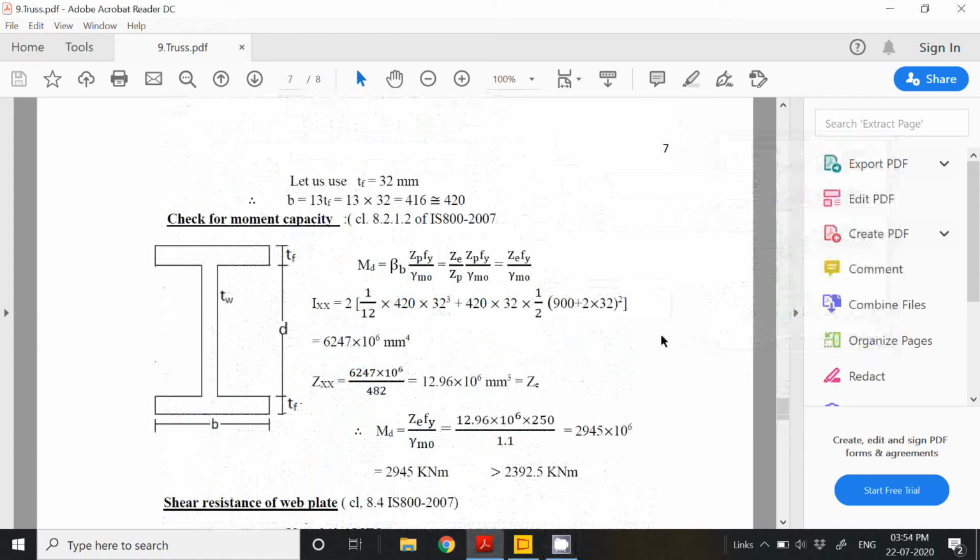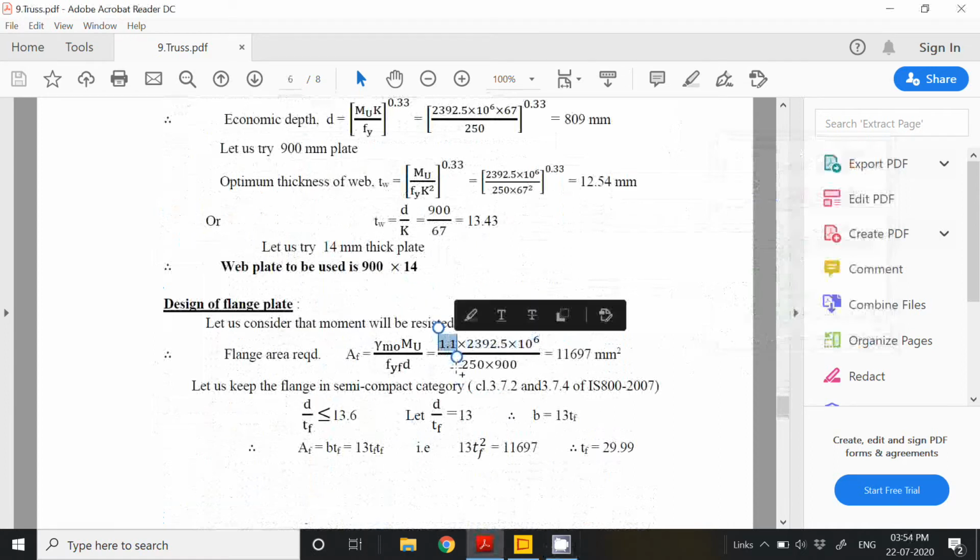Now for the flange plate, area of the flange is equal to the moment divided by the resistance factor into fy into depth of web. So we get this moment. Now in this problem, this d is actually wrong. It is b for flange. Now b by tf should be less than or equal to 13.6. It is given in Table 2 in IS 800 2007. When you go to clause 3.7.2 and 3.7.4, you see a table. In that Table 2, you get this.